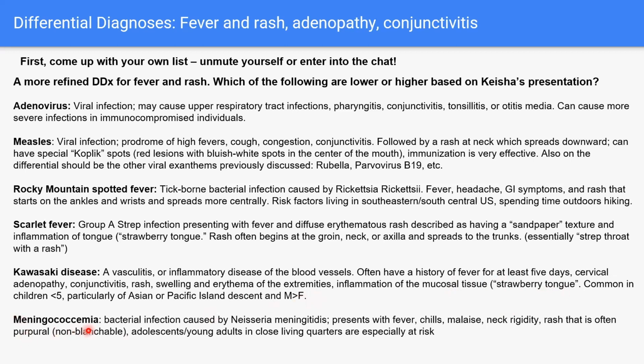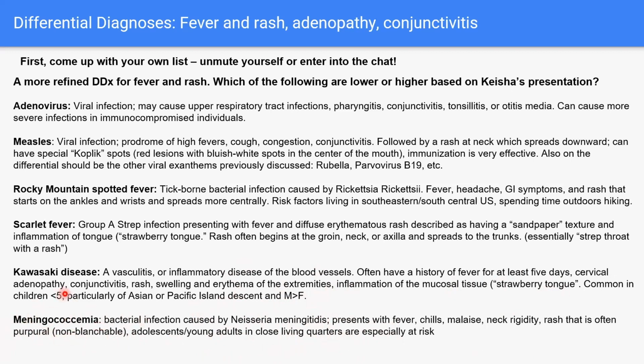And then meningococcemia, that's caused by Neisseria meningitidis. It's often seen in teenagers or young adults who are living in close quarters, such as in college, or soldiers living in the same bunks. Just being in close proximity to other people can be a risk factor.